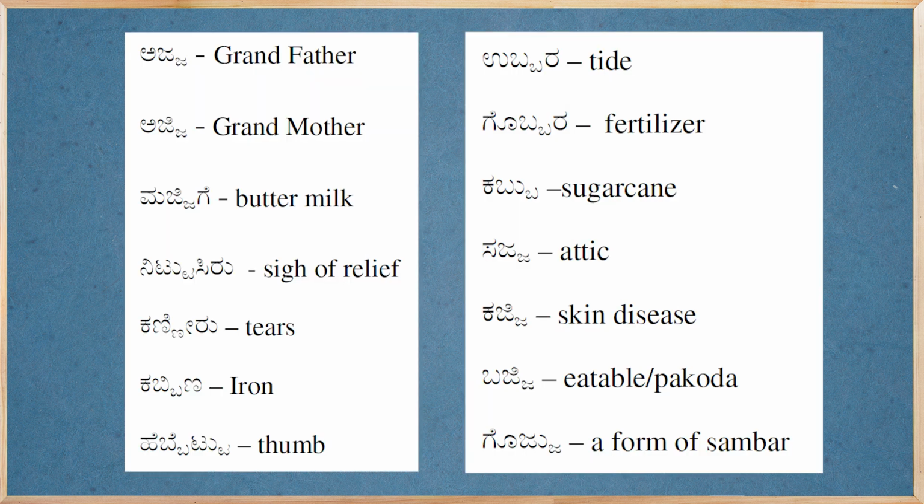Let's look at the vocabulary. ಅಜ್ಜ grandfather, ಅಜ್ಜಿ grandmother, ಮಜ್ಜಿಗೆ buttermilk, ನಿಟ್ಟುಸಿರು sigh of relief, ಕಣ್ಣೀರು tears, ಕಬ್ಬಿಣ iron, ಹೆಬ್ಬೆಟ್ಟು thumb, ಉಬ್ಬರ tide, ಗೊಬ್ಬರ fertilizer, ಕಬ್ಬು sugarcane, ಸಜ್ಜ attic, ಕಜ್ಜಿ skin disease. Bhaji, eatable or pakoda.